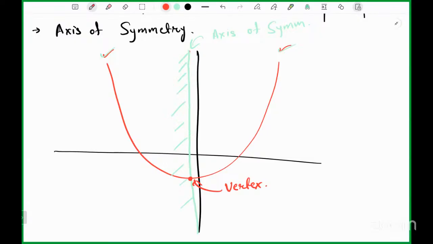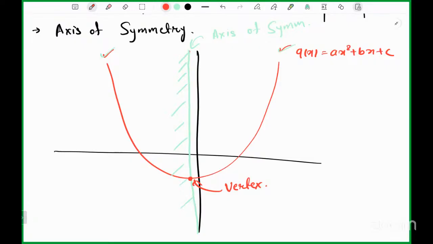And what is a vertex? Vertex is actually that point where the axis of symmetry intersects the parabola. Now, if we have a general equation of a parabola, that is q of x equals ax square plus bx plus c, then we have an explicit formula for finding the vertex and the equation of the axis of symmetry.